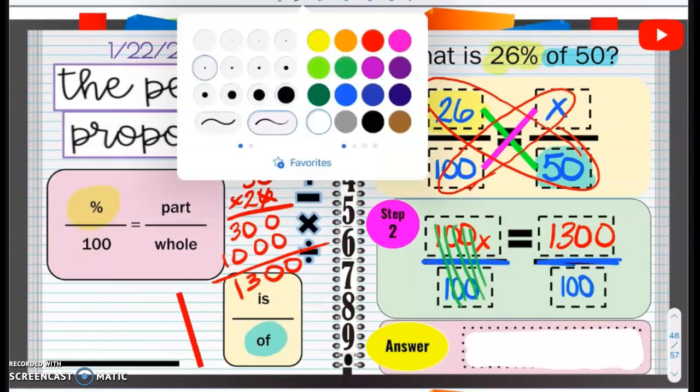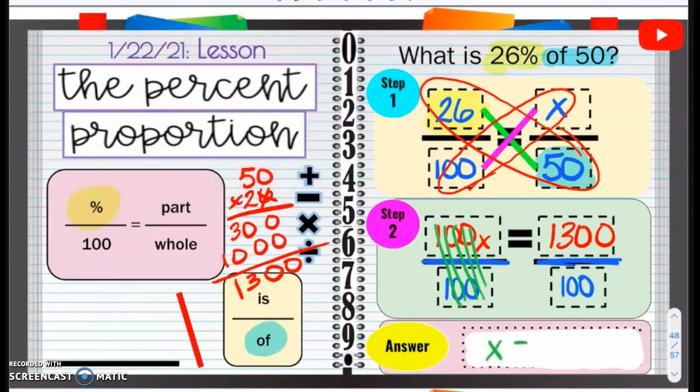Sorry, real quick. There we go. We are left with x on that side. We still have that equals. Now, here's the thing. We can cross out some zeros. There's a 0, there's a 0. There's one in the top, one in the bottom.